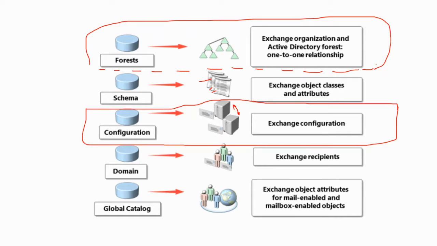We also have the domain partition. The domain partition holds information about recipient objects. This includes mailbox-enabled users and mail-enabled users, groups, and contacts. Objects that are mailbox-enabled or mail-enabled have preconfigured attributes such as email addresses.